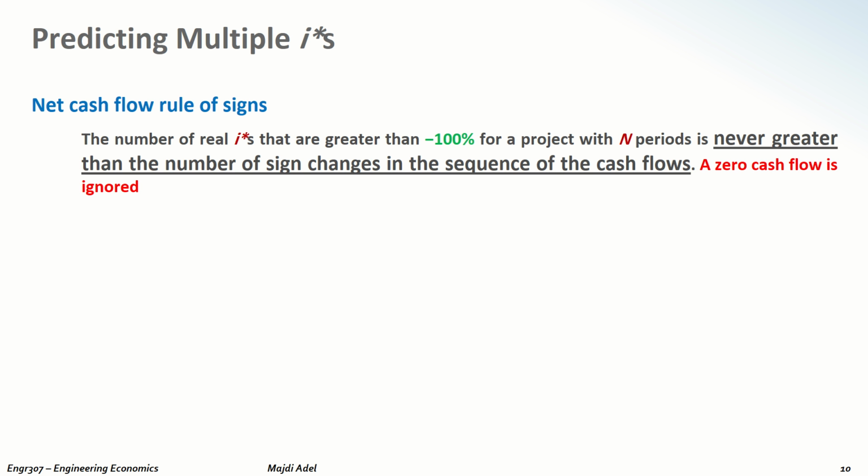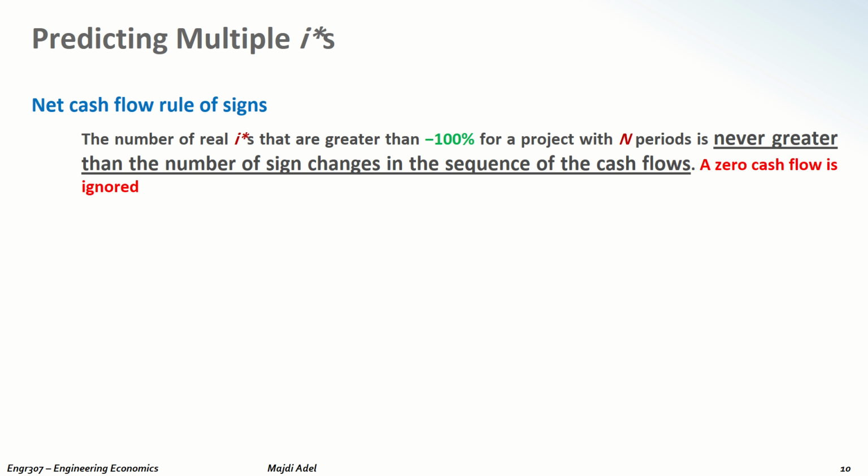We have 2 rules for this. The first rule is the net cash flow rule of signs. The rule says that the number of real I stars, internal rates of return, for a certain project within a period is never greater than the number of sign changes in the sequence of the cash flow. In other words, the number of internal rates of return cannot be greater than the number of times the cash flow changes sign.